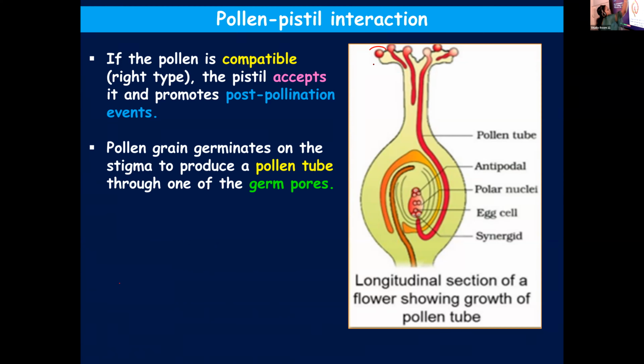Here you can see it's not germinated. Here you can find a small pollen tube. Here a little longer, and another one has already reached the ovule. So the pollen grain germinates on the stigma and it will produce a pollen tube through one of the germ pores. What are germ pores?